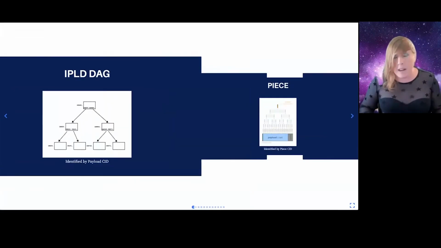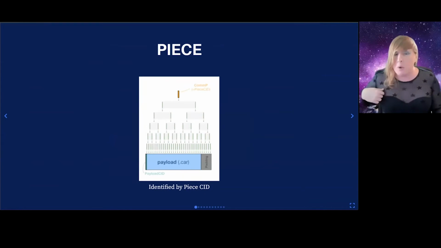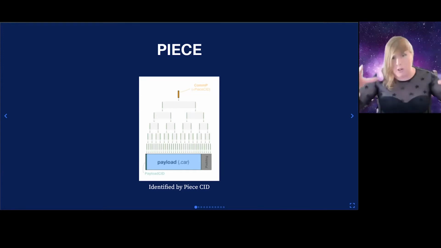Now, when we actually make a deal, what we make a deal for is something called a piece. And a piece is the IPLD DAG serialized. We take this data structure and we write it to a flat file. And that file is called a CAR file.